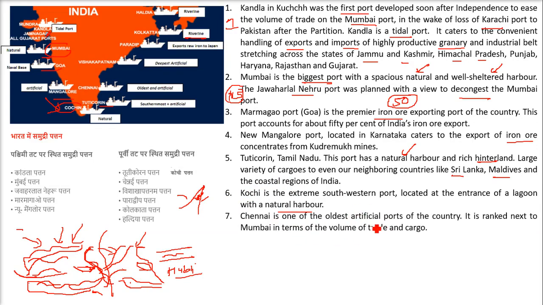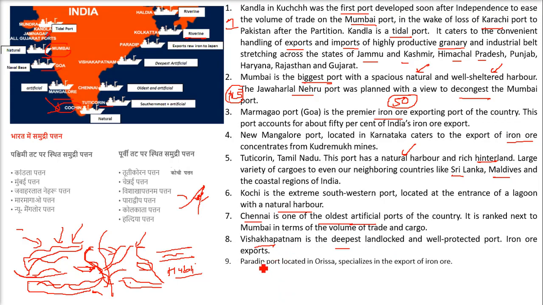Then Chennai is one of the oldest artificial ports of the country. Chennai is the oldest artificial port. This can be asked. It is ranked next to Mumbai in terms of volume of trade and cargo. And then we have Visakhapatnam, deepest. Visakhapatnam is the deepest, landlocked, well protected port, again for iron ore exports. And Paradip, let's just come to Paradip. We already talked about Visakhapatnam. Now this is in Odisha, and it specializes again in iron ore.